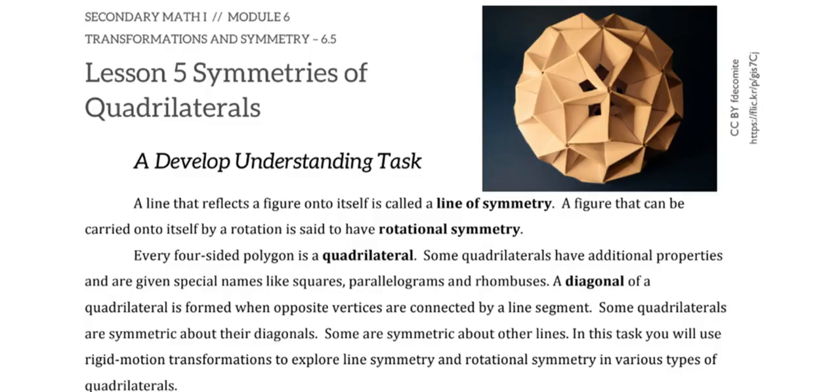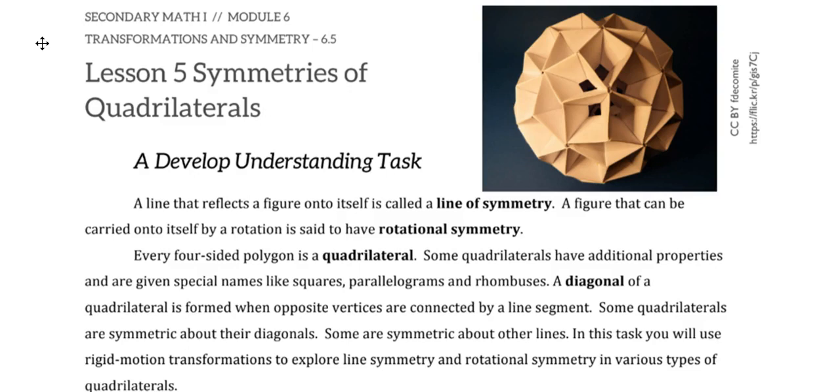A line that reflects a figure onto itself is called a line of symmetry. A figure that can be carried onto itself by a rotation is said to have rotational symmetry. Every four-sided polygon is a quadrilateral. Some quadrilaterals have additional properties and are given special names like squares, parallelograms, and rhombuses. A diagonal of a quadrilateral is formed when opposite vertices are connected by a line segment. Some quadrilaterals are symmetric about their diagonals. Some are symmetric about other lines.